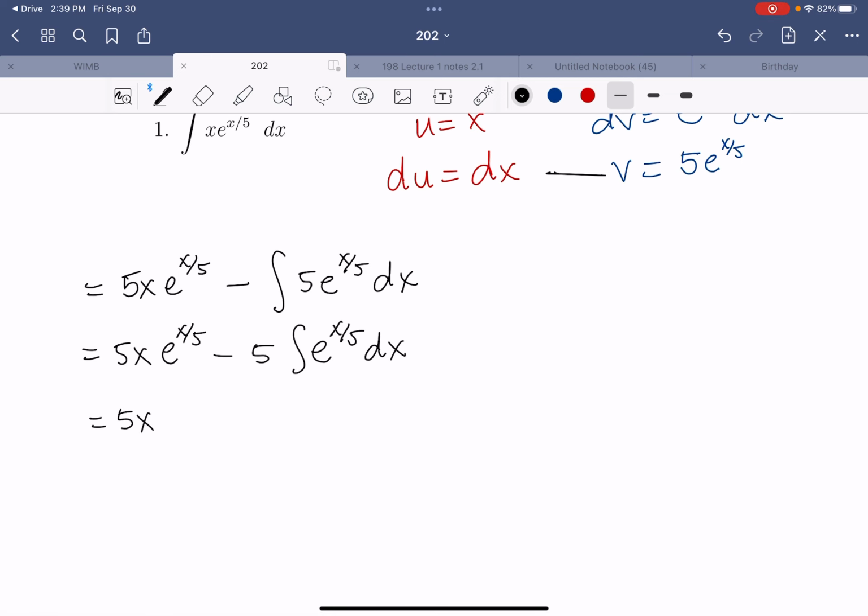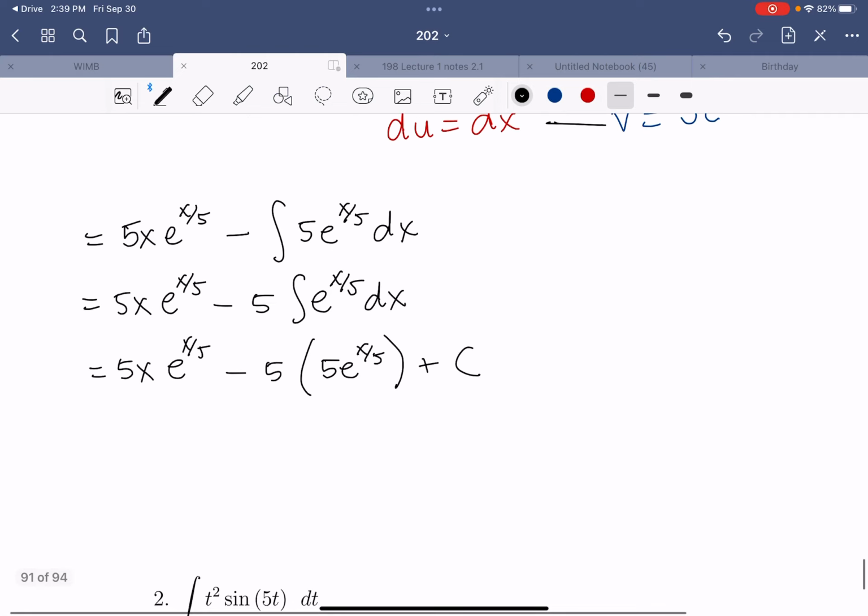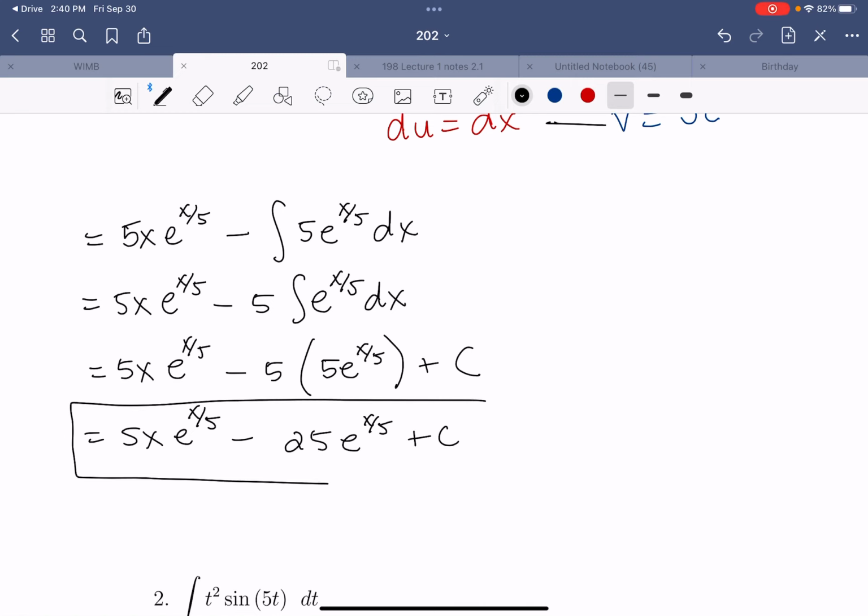So we have 5x e to the x over 5 minus 5 times the antiderivative of e to the x over 5, which we know is 5 e to the x over 5. And we're going to add on a plus c because this is our indefinite integral. And then I'm just going to simplify and multiply those 5s to get minus 25 e to the x over 5 plus a constant. And there's number 1.